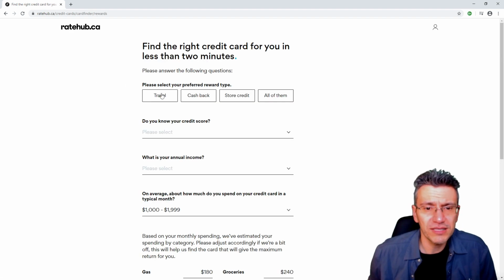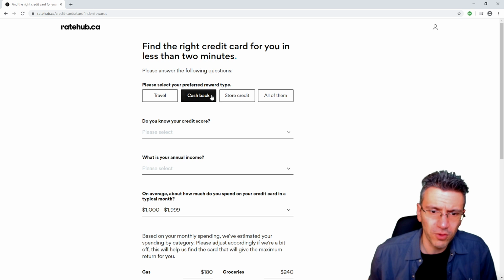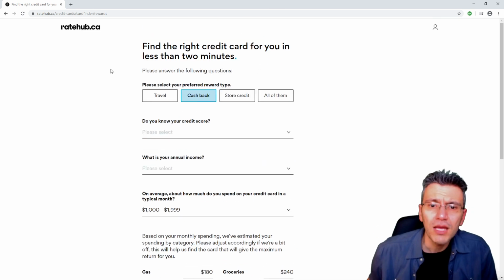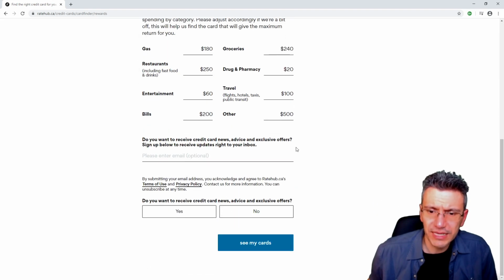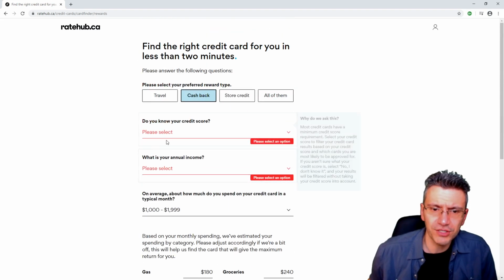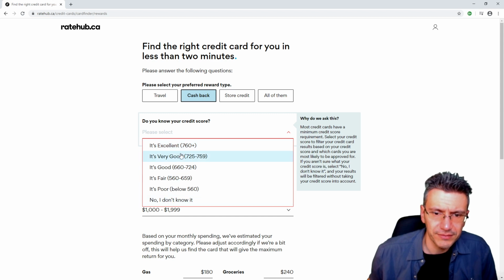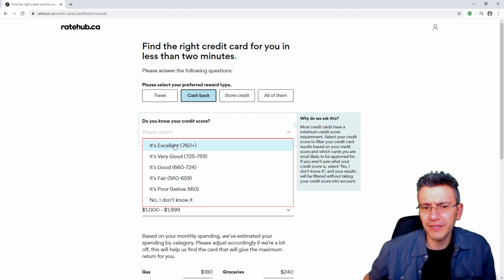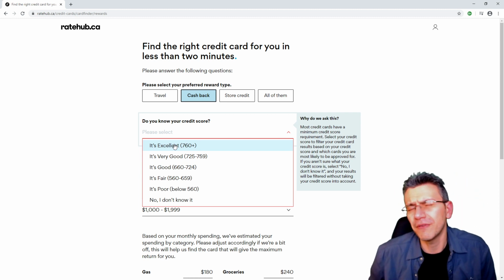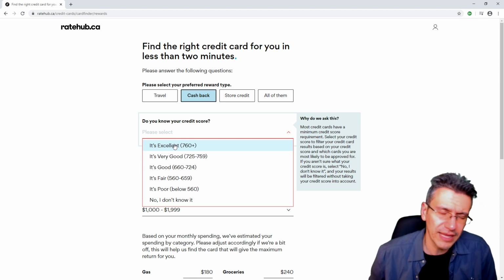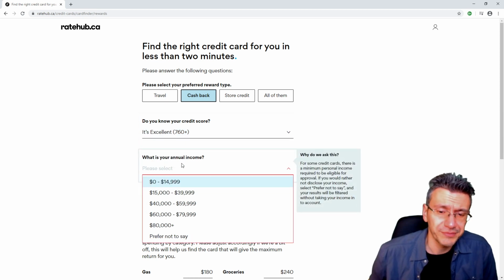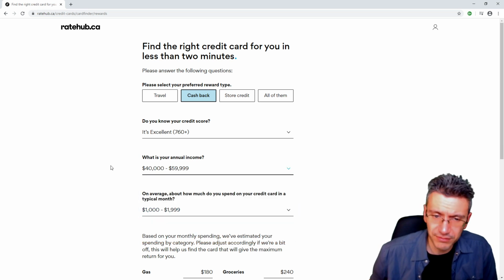So same thing here, you can select what kind of rewards you want. Let's say you go with cashback rewards, etc. And you can basically select this and just see. So again, in Canada, credit scores go from 300 to 900, and 57% of Canadians are in the highest category, which is 760 and above. What's your annual income? So you can select whatever applies to you. Let's say you're an average Canadian making between $40,000 and $46,000.